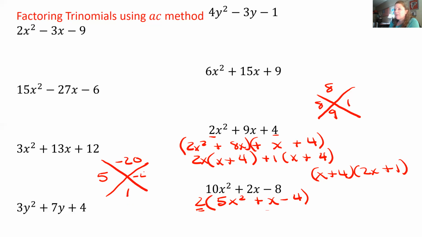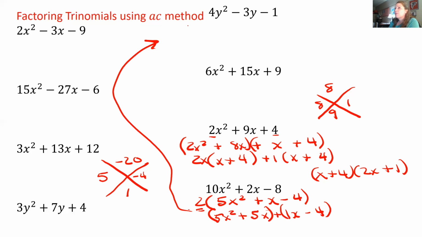So 5 times -4 is -20. But 5 plus -4 is positive 1. So figuring out those signs might be probably the most challenging part, but you got to think it through. You got to have a positive 1 in the middle. That means the 5 must be positive. So we're ignoring our 2 for a few minutes. We have 5x squared plus 5x plus 1x minus 4. Now we're going to do our grouping. So we're going to pull out a 5x. So we get x plus 1.